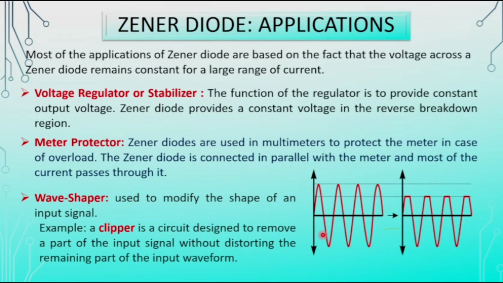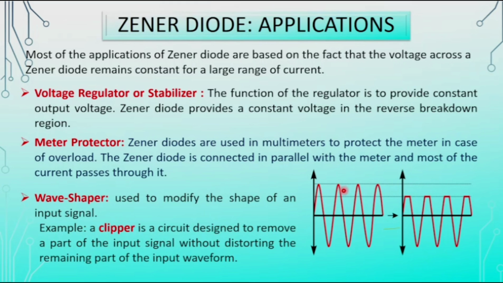What is this? This is the input. Here you can see this is an input sine wave, and if you want to remove this part without distorting the remaining part, we don't want any distortion to the remaining part, only this should be removed. That can be done by using a Zener diode. So the Zener voltage we can set over here. After that also you will be getting the voltage constant over here. So it is constant, above that will not come. This is the output over here.